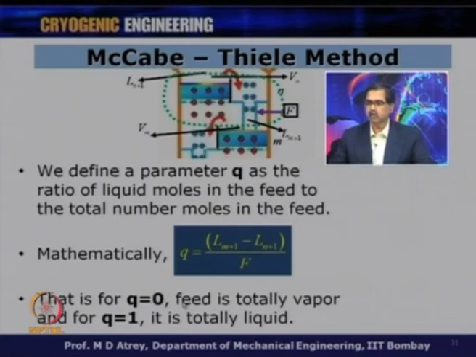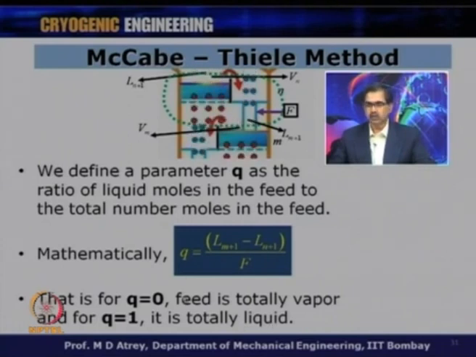So, if Q is equal to 0, your feed is completely vapor, or if Q is equal to 1, that means Lm plus 1 minus Ln plus 1 is equal to F. That means the feed is 100% liquid, F upon F, and therefore, you get Q is equal to 1. It means the feed is completely liquid. So, we have got a meaning for the value of Q. If Q is equal to 1, it is completely wet, that means it is bringing only liquid, and this liquid could be saturated liquid.